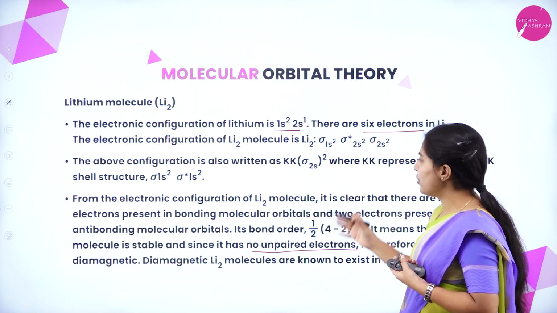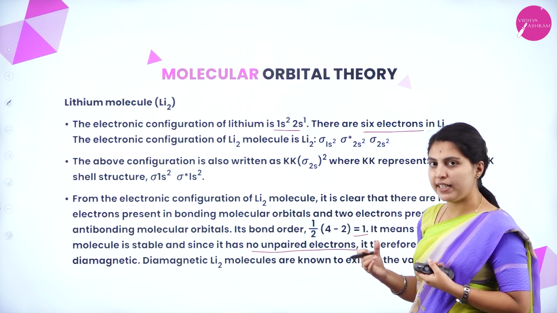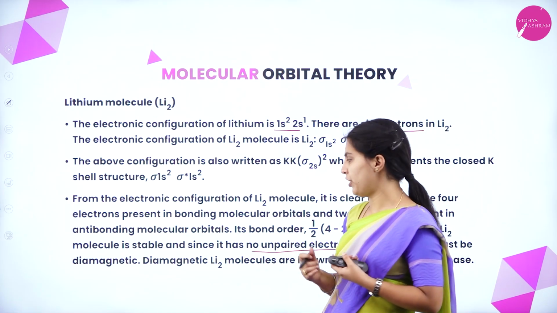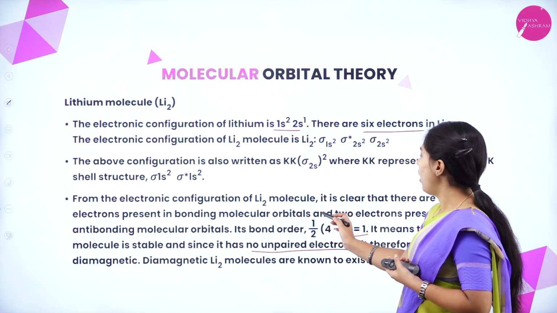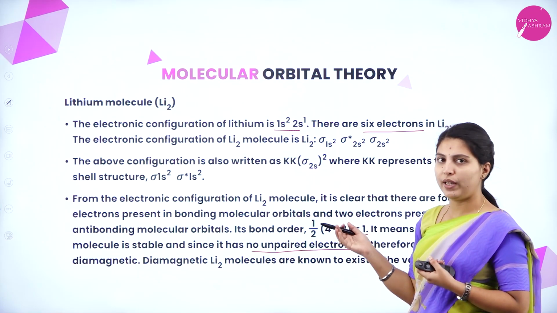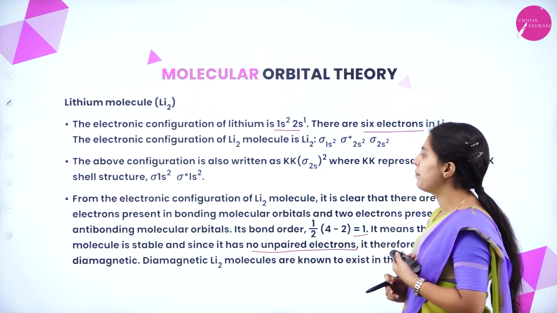They are showing that the lithium molecule is present in a diamagnetic form because no unpaired electrons are present. See here, the bond order half into 4 minus 2 is 1. Lithium, one bond will be present.